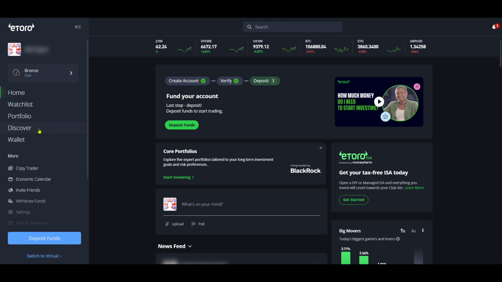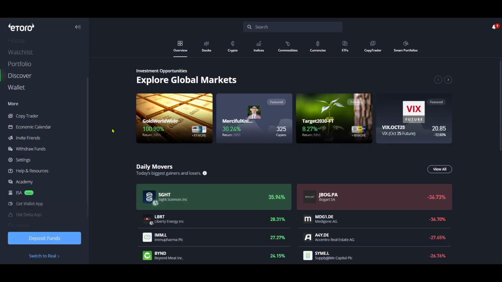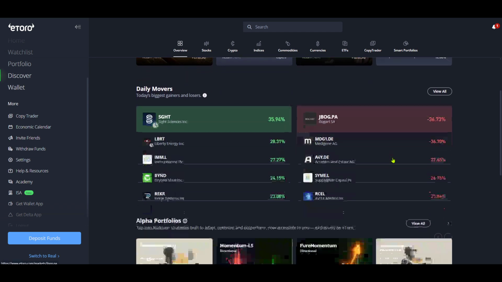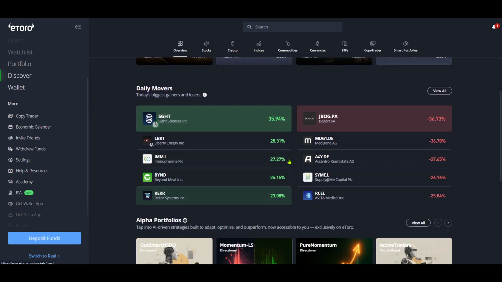The next crucial step is identifying the asset you want to trade. Spend some time analyzing the various options available. Look at different market sectors, consider current events, and think about what aligns with your trading strategy. A well-informed choice can greatly enhance your chances of success in day trading.